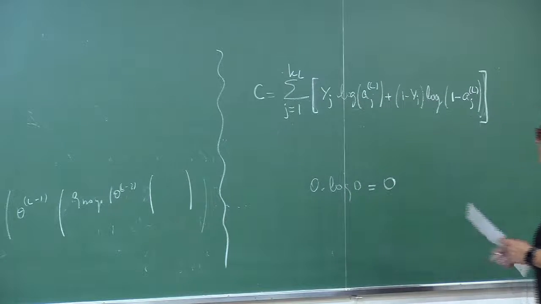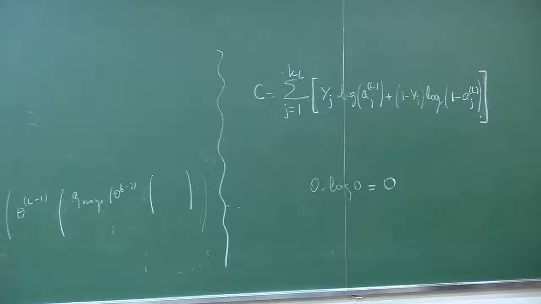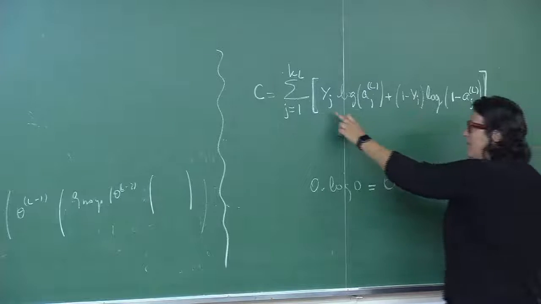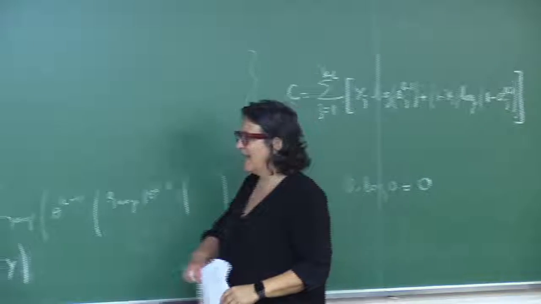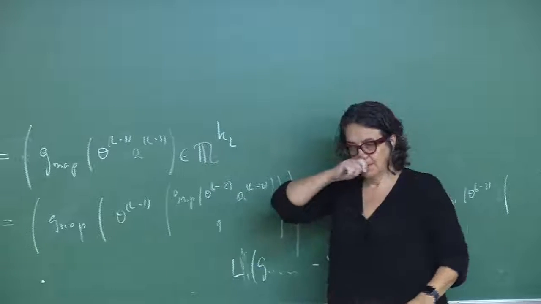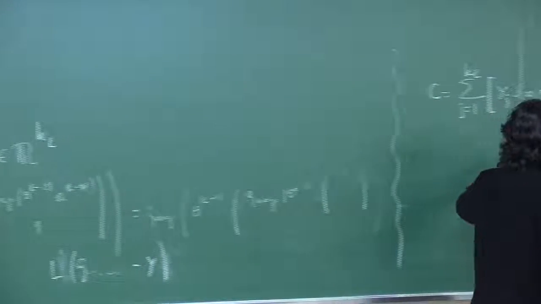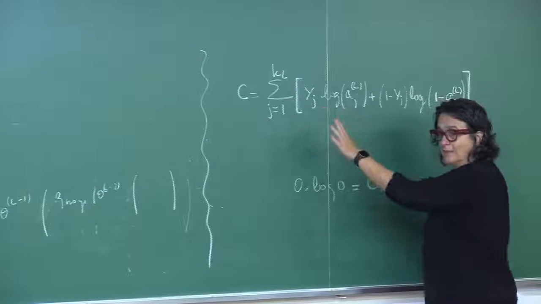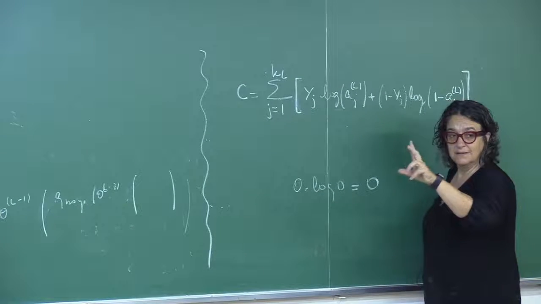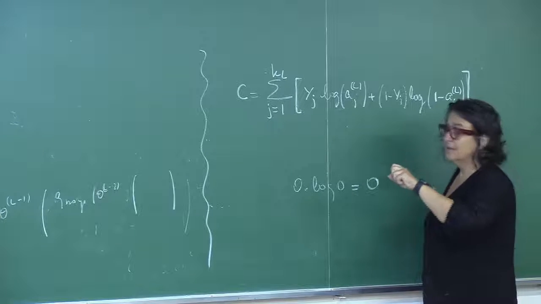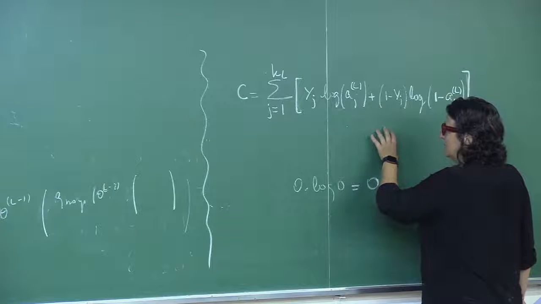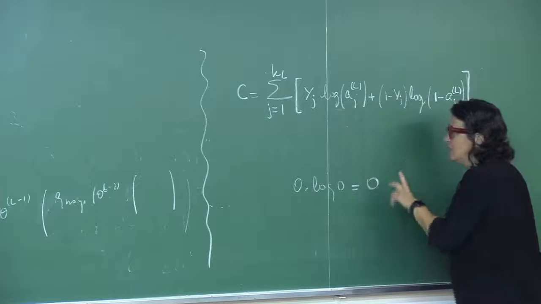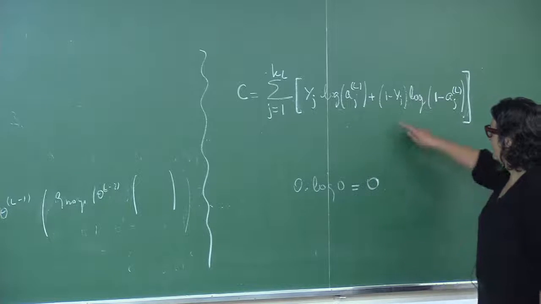This is the convention. This is the Y, remember, that has K_L components, and A^L has K_L components. And these numbers are 0 or 1. They have only one 1 in the class. Everything is going to be 0 except one that is 1.